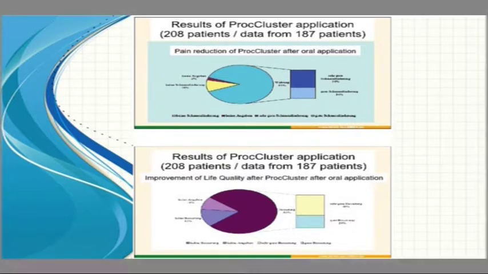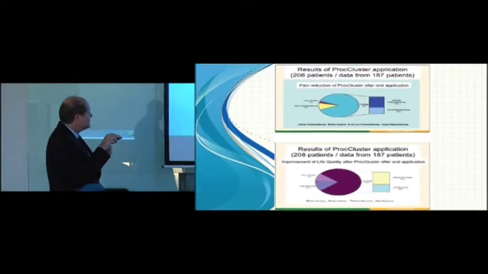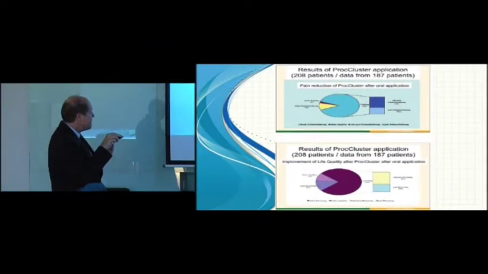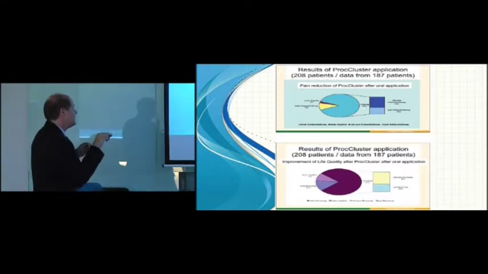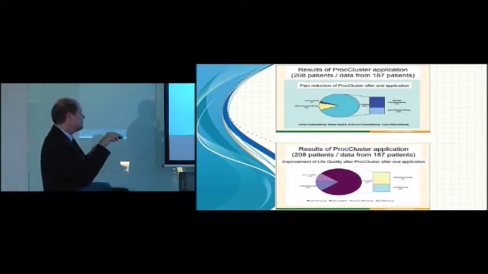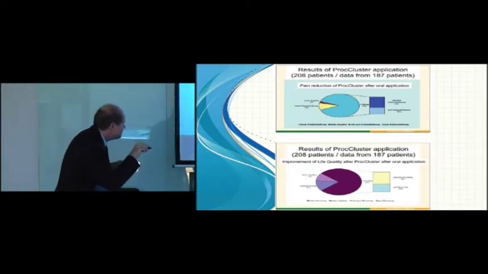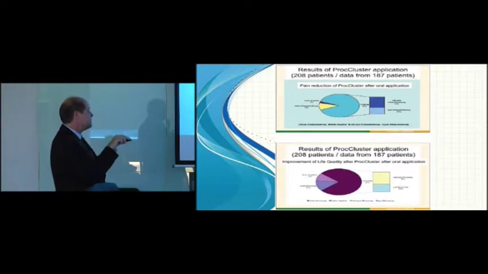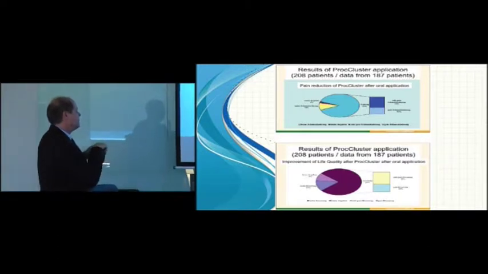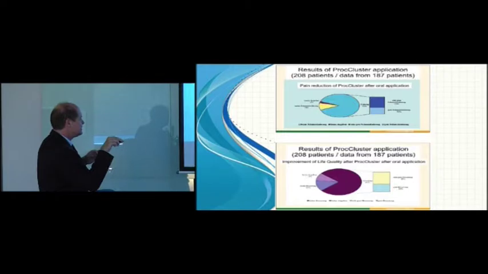As far as life quality is concerned, here patients were looked at who suffered specifically from pain from cancer and chemotherapy, and except for this 13%, the rest reported a beneficial life quality under treatment with Procluster.